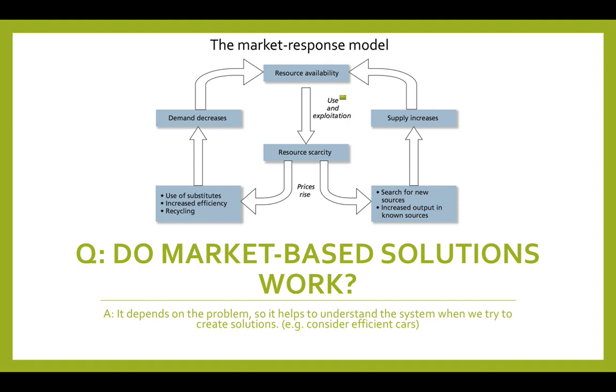Okay, the problem in the market response model comes in, for example, with something like efficient cars, in that we find that the more we have efficient cars, the more people get more cars and more cars and more cars. So even though we have more efficient cars, we still end up using the same amount of oil. So the market response model helps to make a lot of sense of a lot of resource use systems, but it doesn't always do a perfect job of predicting what is going to happen when we try, for example, to make things more efficient. Sometimes we have an outcome that we weren't entirely expecting.